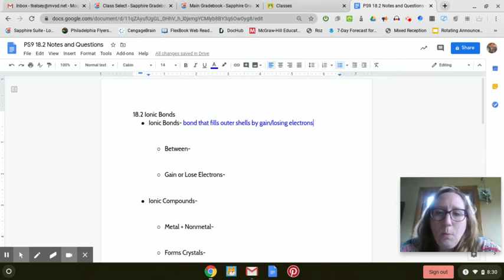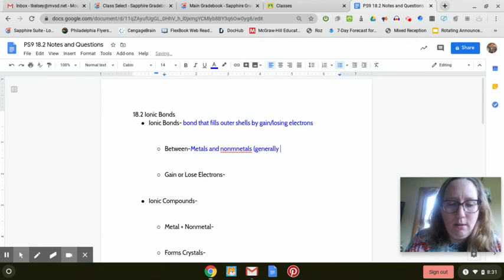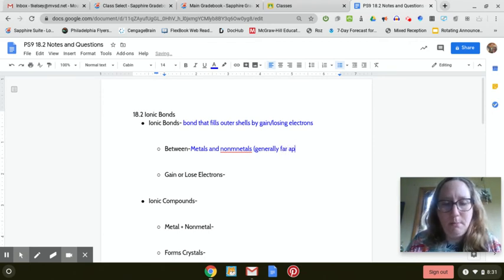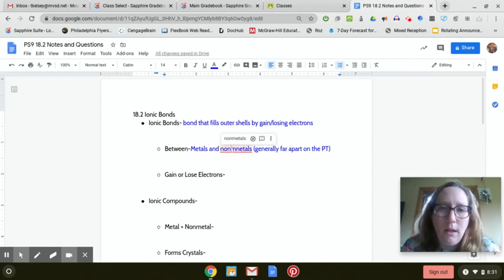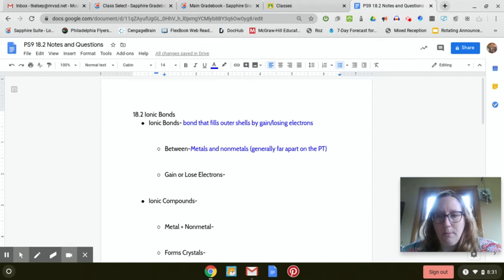In these bonds, one element kind of acts like a bully and steals electrons from a weaker sort of element. So they always occur between metals and non-metals, generally far apart on the periodic table. When you choose a metal from the far left side and a non-metal from the far right side, they are going to form an ionic bond.